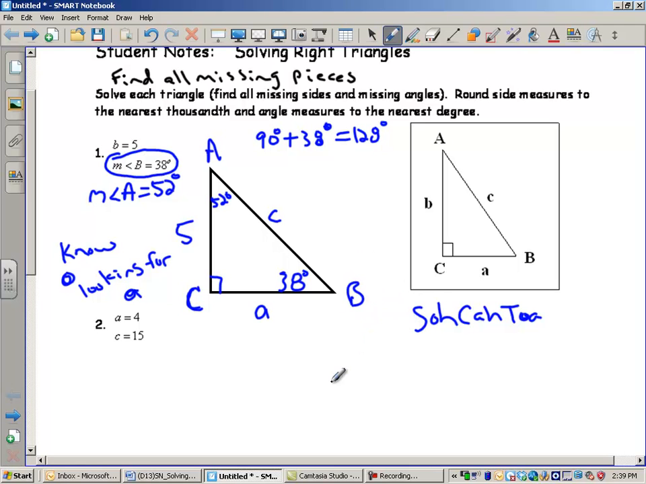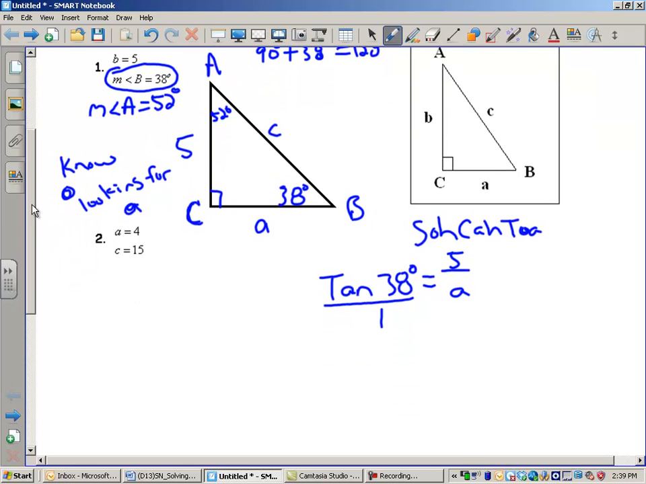Very good. So I'm going to have a tangent statement. The tangent statement, or equation, would be the tangent of 38 degrees must be equal to the opposite side divided by the adjacent side. At this point, I'm going to put a 1 underneath the tangent of 38 degrees, and we are going to do something that you should be very, very used to, and that's cross multiplication. So I'm going to cross multiply, and I will get that a times the tangent of 38 degrees is equal to 5. So a equals 5 divided by the tangent of 38 degrees.